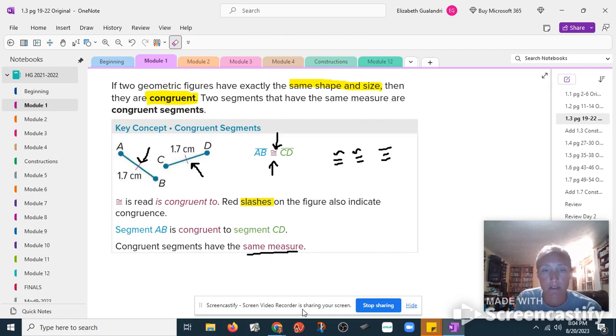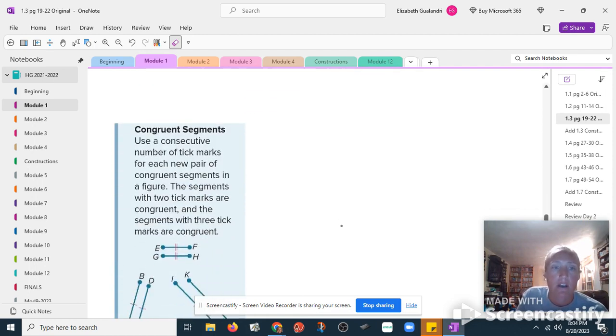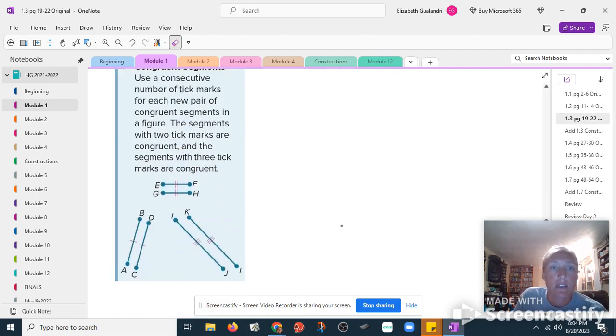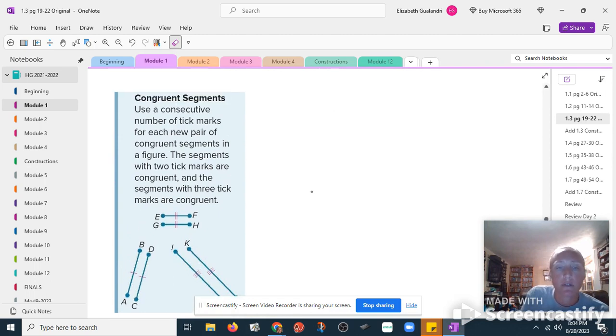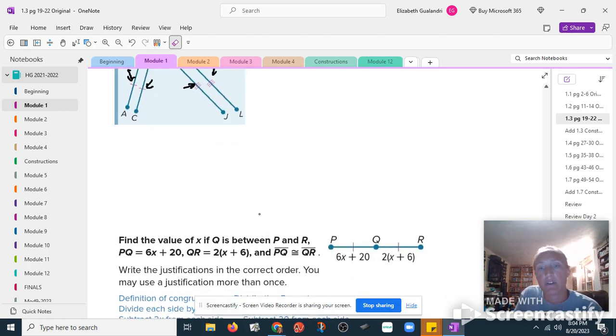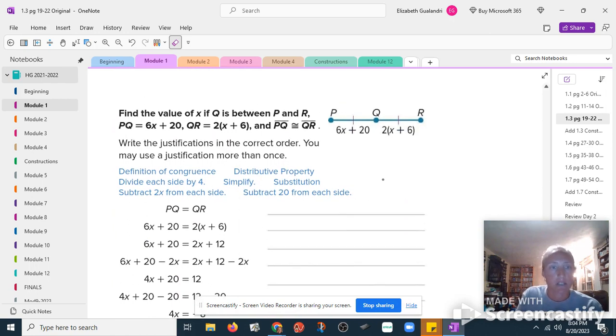So we will talk about this in terms of angles, in terms of segments. We will talk about some figures being congruent, but when we talk about segments, it does mean that they have the same measure. Use a consecutive number of tick marks for each pair of new ones. So what you're seeing here is that once you've used the single set and you have another thing in your diagram that's congruent, you would then use a double set. So this is the double tick marks is congruent to the double tick marks. The double is not congruent to the single. And then you can go on to triple and so on. If you get beyond that, I'll explain when we get there, but that's where we're at right now. You can use extra marks for congruences.